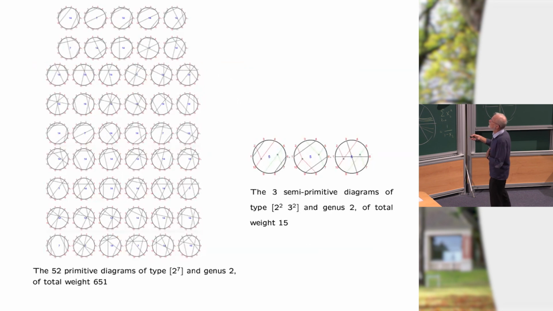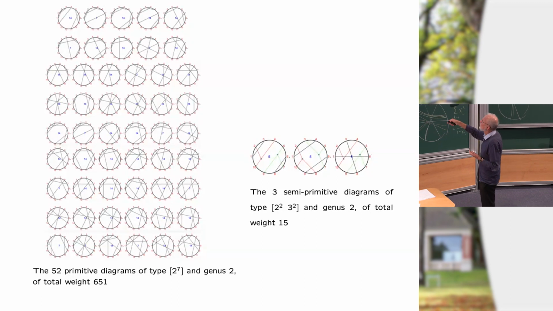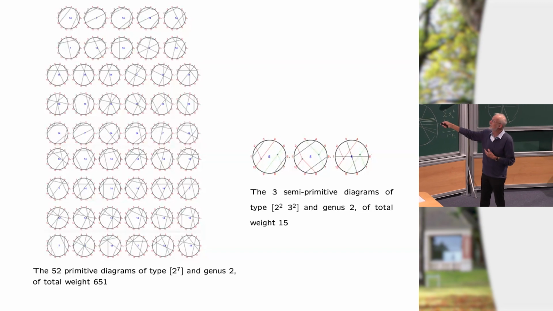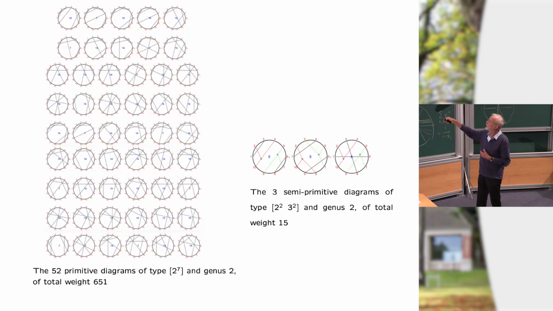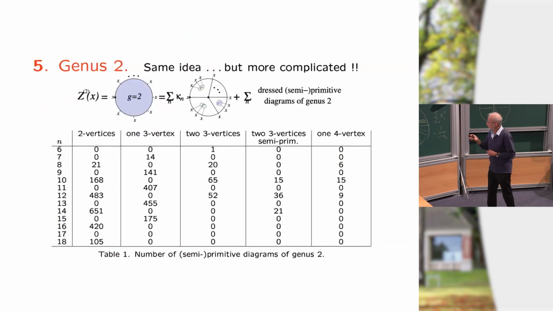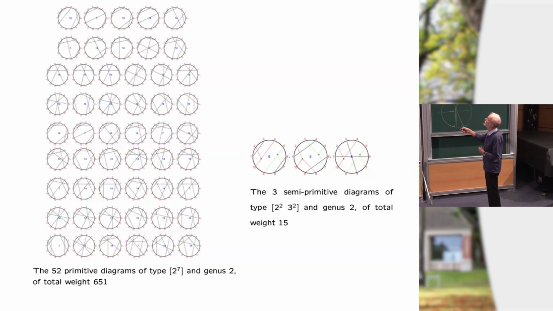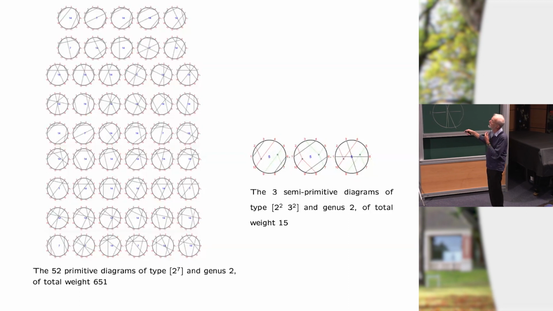Yeah, 52 primitive diagrams. No, sorry, excuse me. It's not 52. Those are the number of independent diagrams, but of course each one has to be rotated. So you have in fact to count the total length of the orbits of these things under the rotation. Okay. So if you do that, you find that the total weight is 651, which is here. Okay, and likewise, here are 3 semi-primitive diagrams just to show you what these semi-primitive diagrams look like.